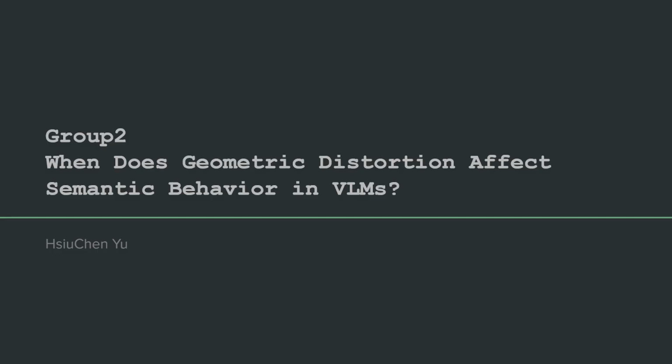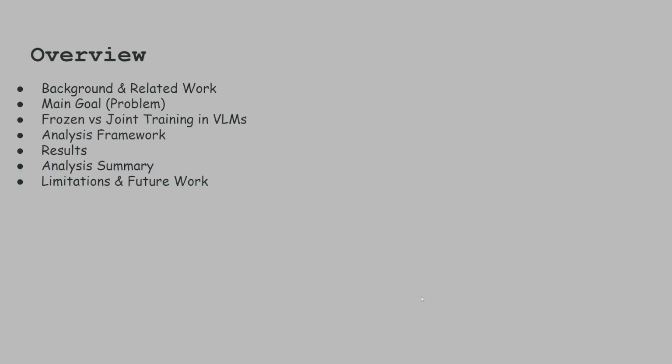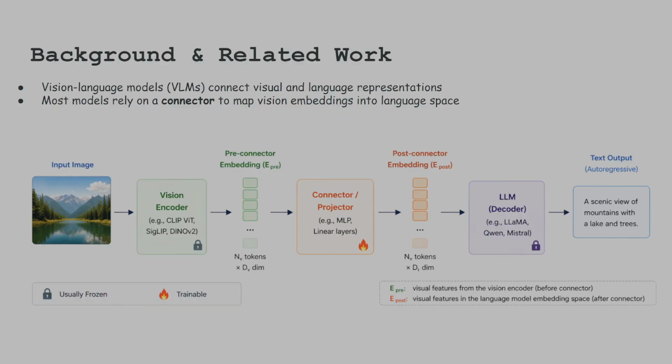This is my custom project topic, which is when does geometric distortion affect semantic behavior in VLMs? And this is my presentation overview. As we all learned in class, VLMs usually have a structure where they use a connector to connect the vision encoder and the LLM.